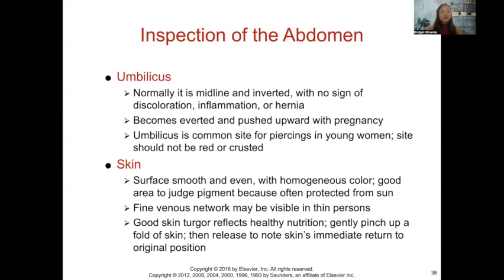Now, moving on to the umbilicus, it's normally midline and normally inverted, although we do know that some people have outies. And we're just making sure that there's no signs of infection, no discoloration or inflammation. And we don't want an outie that's protruding so much because that could be a sign of an umbilical hernia. We're checking to see if the umbilicus is everted or pushed upward, and this usually happens during pregnancy because of the displacement caused by the growing uterus. The umbilicus is a common site for piercings, and so you want to make sure that there's no infection there as well.